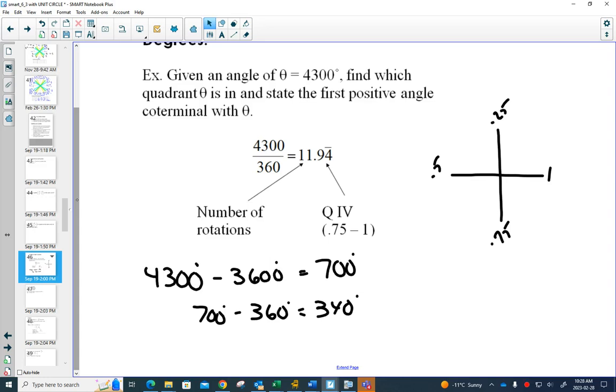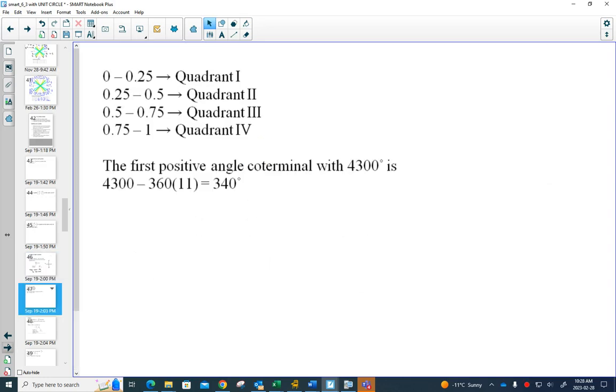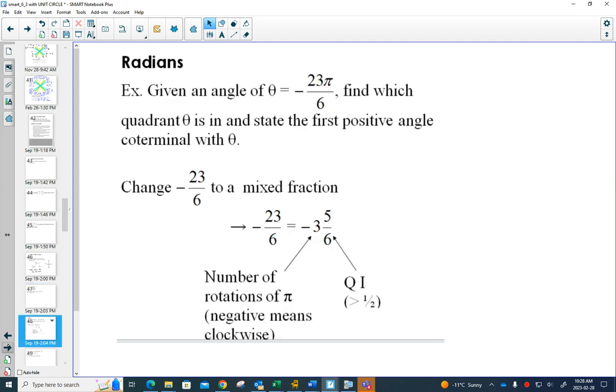So this is how I would do it in mental math. I think in the notes here, I showed that you could subtract 11 times. I did 10 times first and then one more. That helped me figure that out. So, that's figuring out where something is in degrees.